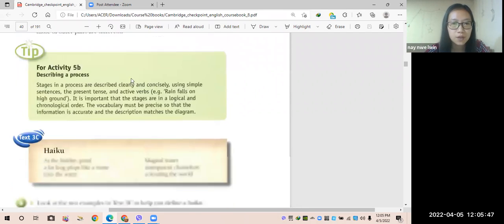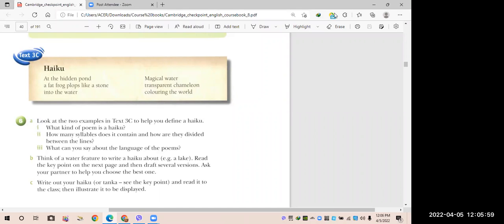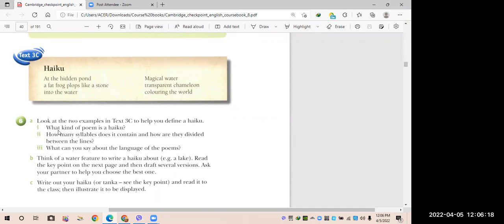Okay, so we're gonna start. Yesterday we were talking about haiku, right? So who remembers what a haiku is? 575 is its pattern. I mean, what kind of poem is that? Japanese traditional poem, right? And its pattern is 575 syllables, right? So that is the pattern of haiku. And the language is quite similar. So we have finished up to this one, right?